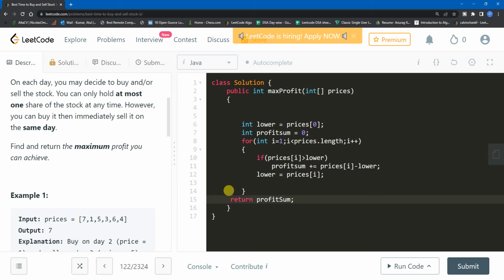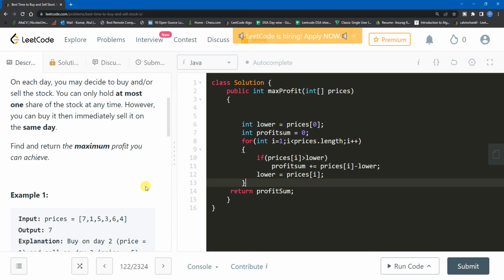Okay, so what you did is, if you find any value that is higher than lower, you simply calculate the profit, and we add all the profits. That's why we get the maximum overall profit. And after that, for both cases, we have to update the lower value with the present value, guys.